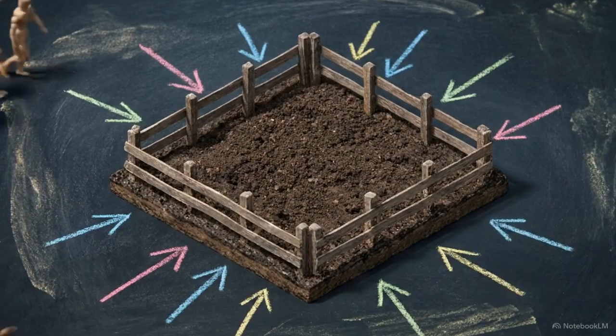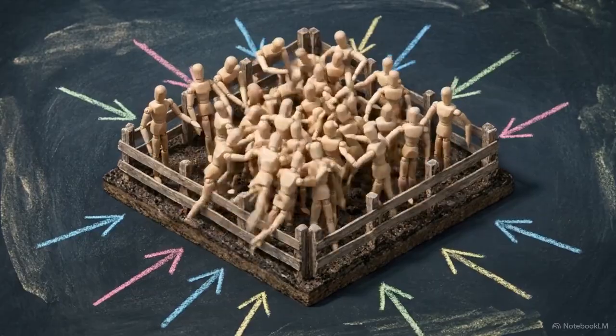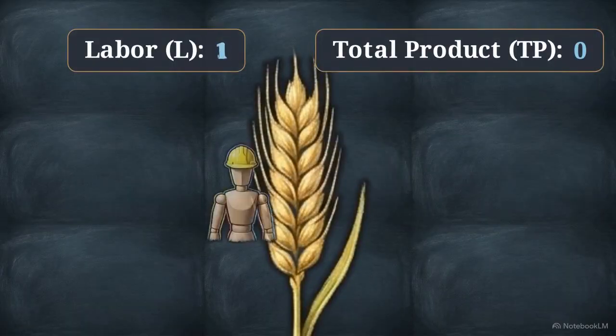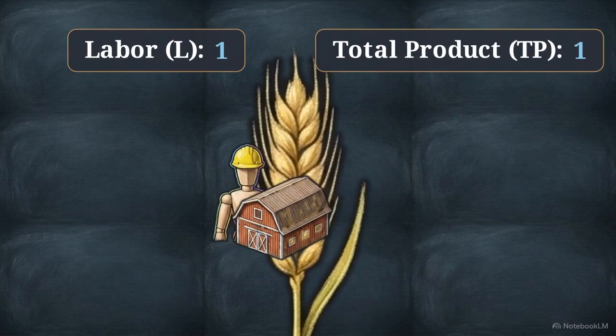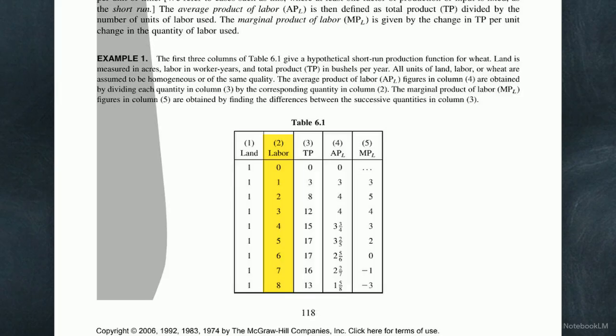If a business wants to double its output, the most intuitive path seems to be doubling the workforce. To test that assumption, we can look at a controlled scenario, a single acre of land. We keep the land size fixed and incrementally add one worker at a time to see how much wheat we can actually grow. Table 6.1 tracks the results.